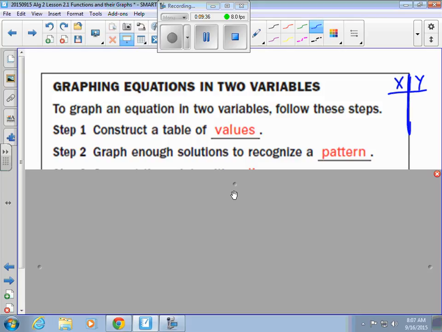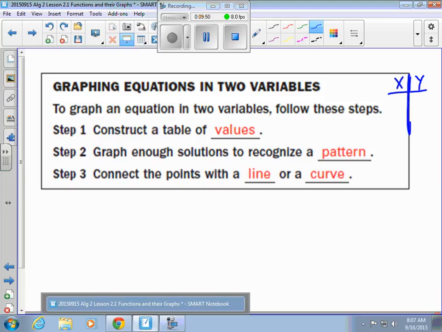Step number 2 is to graph enough solutions to recognize a pattern. With a linear equation, it's easy. You can see the straight line. But we'll be dealing with things that are not linear equations in here. So you want to be able to at least recognize the pattern. And then connect the points with a line or a curve.